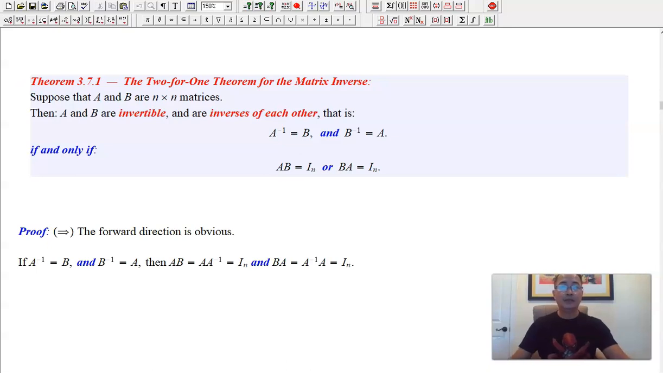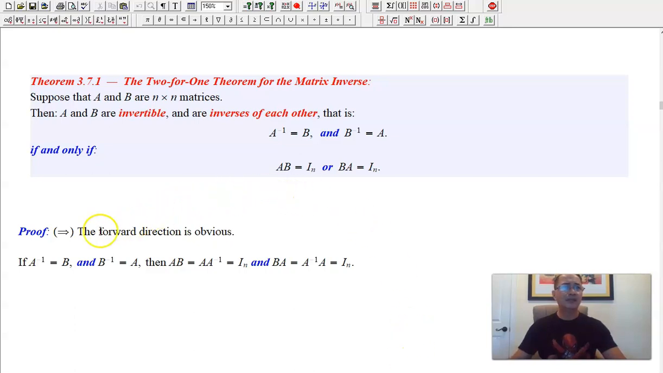So here is the 2-for-1 theorem for the matrix inverse, which, as the name implies, gives us 50% less work to do when we're finding the inverse of a matrix. So here it goes. Suppose that A and B are n by n matrices. Then A and B are invertible and they are inverses of each other. In other words, A inverse equals B and B inverse equals A if and only if A times B is the identity or B times A is the identity.